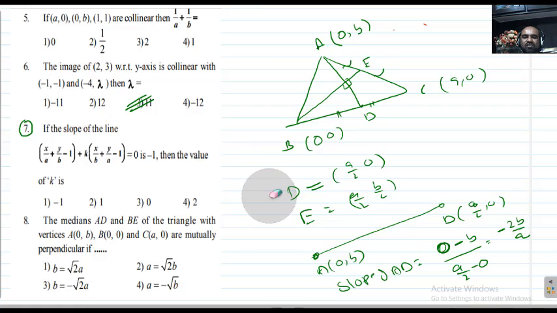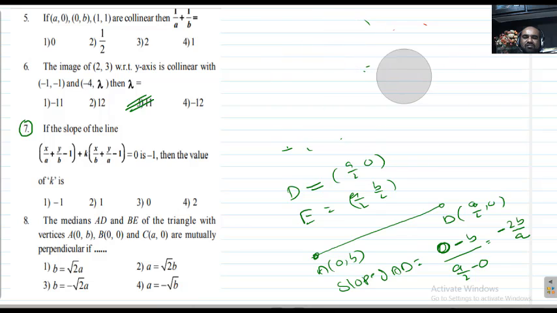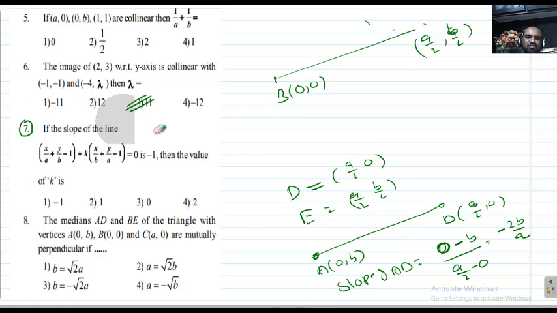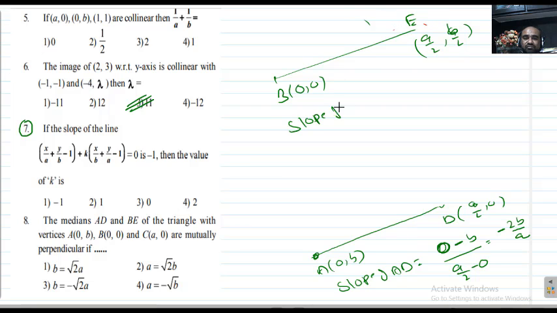Okay, next I want slope of BE. B is 0 comma 0 only, no? B is 0 comma 0. Just now you got E as a by 2 comma b by 2. Slope of BE is b by 2 minus 0 by a by 2 minus 0, that is equal to b by a.